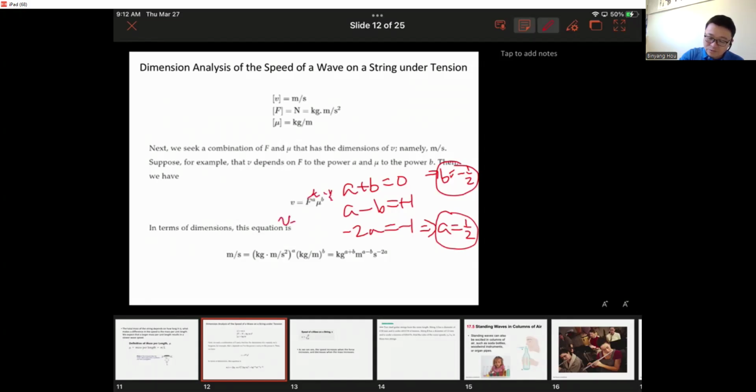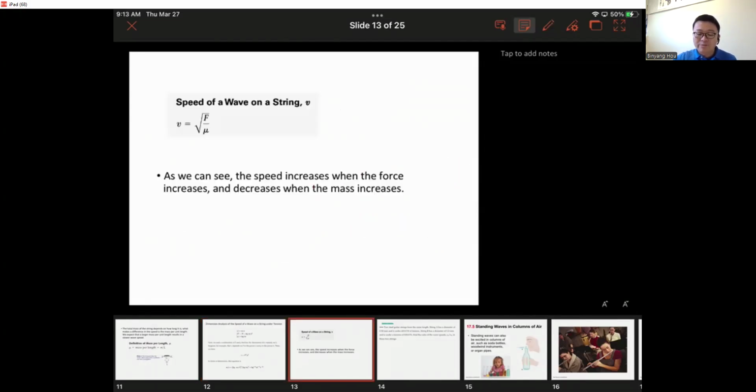So V will be equal to just F over mu and then square root, right? Because F has the positive 1/2, mu has negative 1/2 from the denominator. So that will give you this relationship. The speed of wave on the string is equal to square root of F over mu. All right.